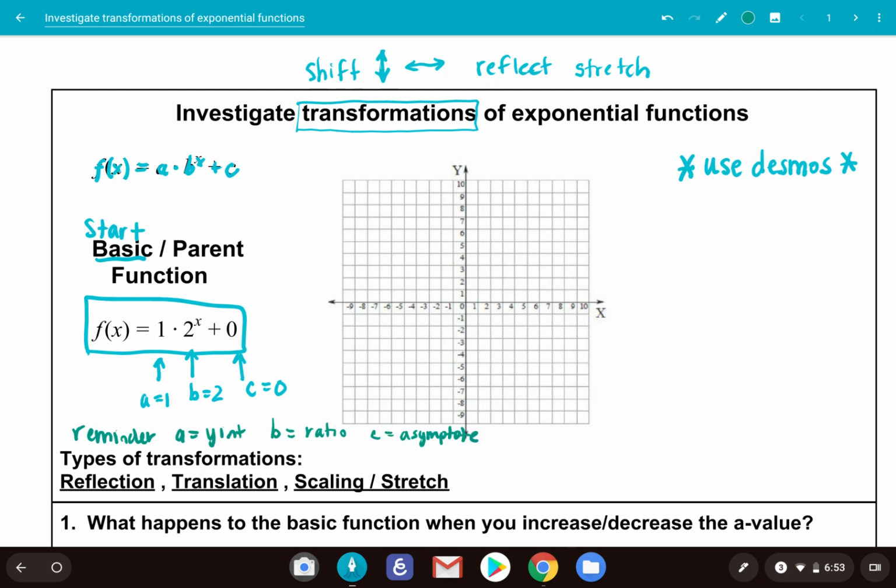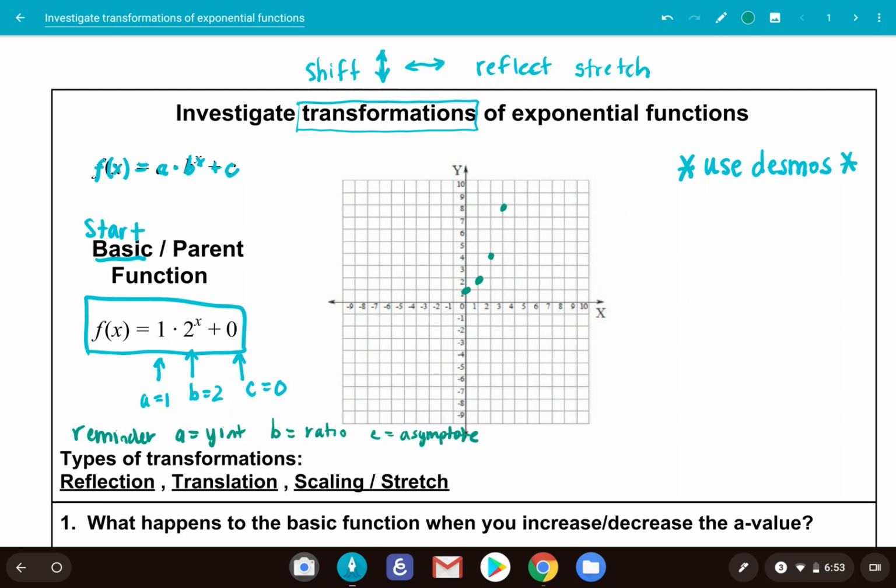Okay, so let's look at this function right here. We have f of x equals 1 times 2 to the x power plus 0. So I'm going to start at 1, and then I'm going to be multiplying by 2. 2 to the second power, and then I'm going to go up to the 8.